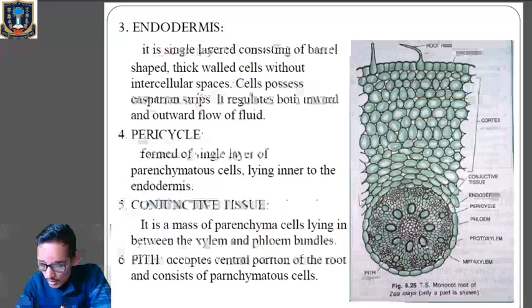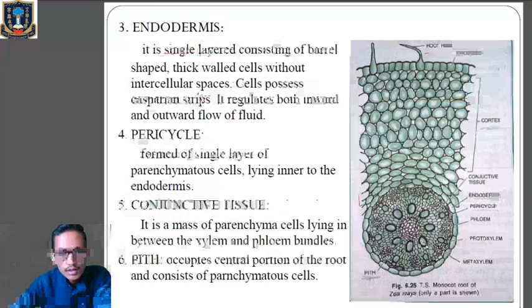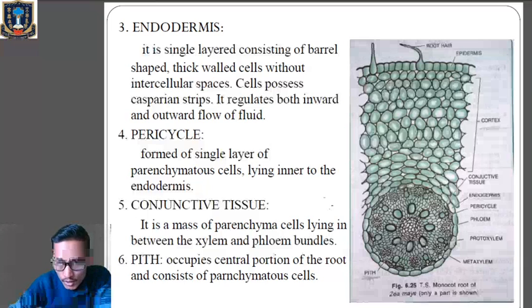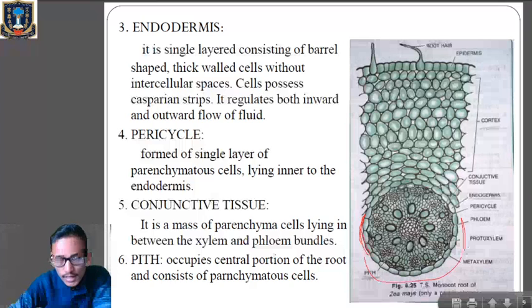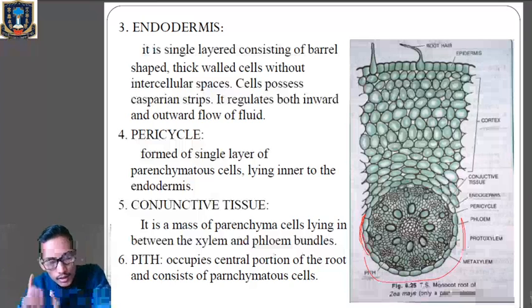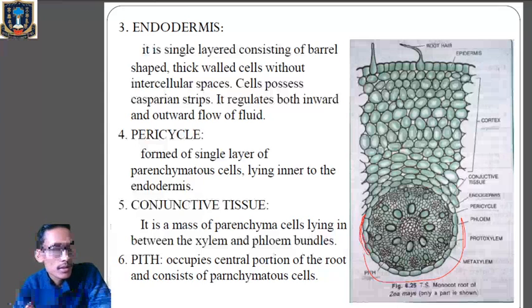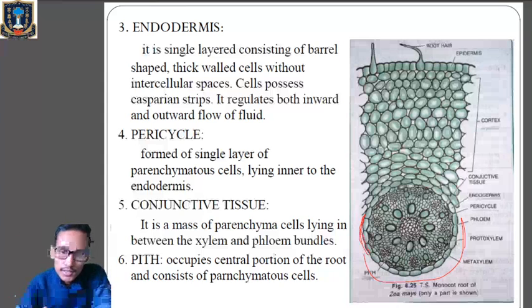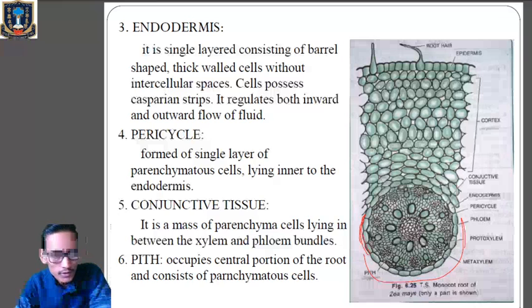Clear? Next we'll talk about the next layer which is close to the cortex, the endodermis, a single layer of barrel shaped cells. You can see these particular cells over here, which we are going to discuss. This particular cell is called the endodermis cell, like in the dicot root. So it is a single layer consisting of barrel shaped cells which are thick walled without any intercellular spaces. We don't see the presence of any spaces between the cells in the endodermis. Also the cells possess the Casparian strips which are formed by the deposition of suberin. And this endodermis will regulate both inward and outward flow of the fluid.